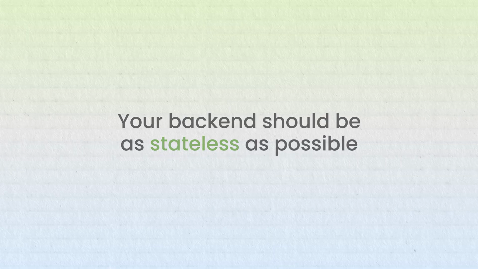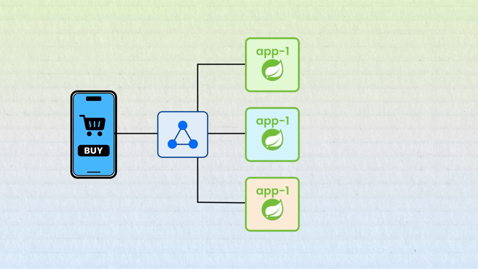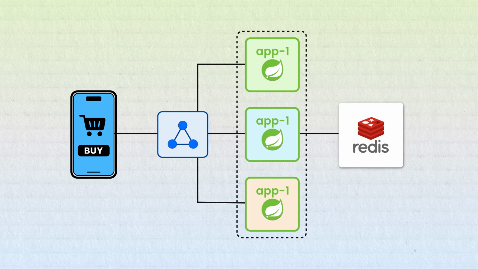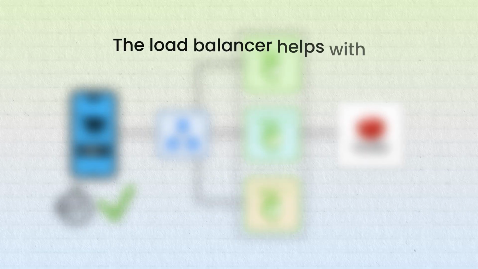In a real production system, the flow may look like this. Mobile app or browser connects to the load balancer, and the load balancer distributes to the instances of your application. And the instances of your application connect to whatever you have in terms of external services such as a database or Redis. The user doesn't care which Spring Boot instance handled the request, they only care that the app is fast and always available. That's exactly what the load balancer helps with.